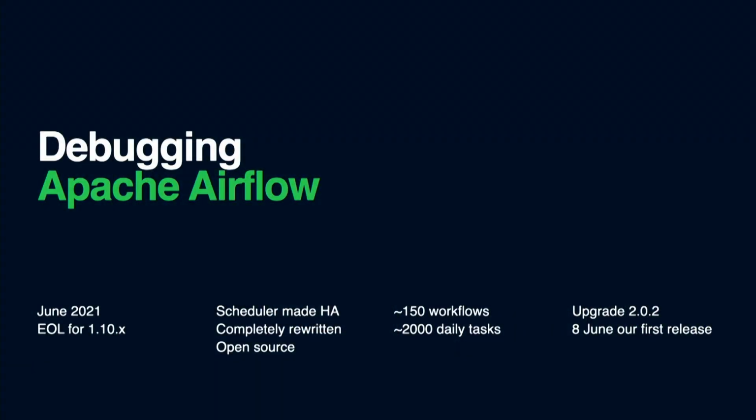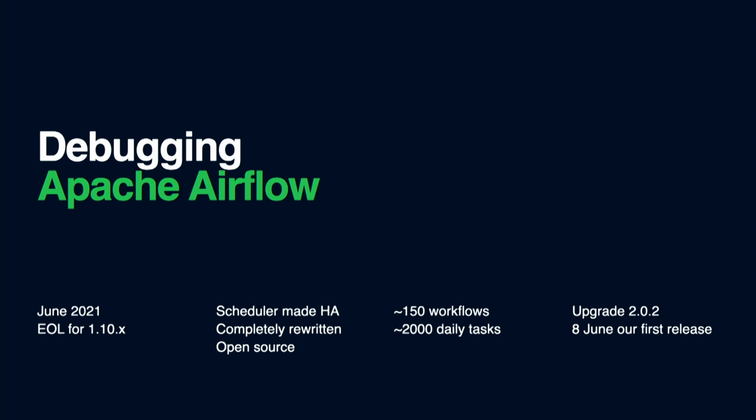All right, we covered the basics of Airflow now, and we can get into the actual debugging. Let me set the stage for this. It was June 2021, and Airflow 1.10, which we were using, reached end of life. So we had to upgrade. The Airflow 2.0 upgrade made the scheduler highly available, and that meant that it had been completely rewritten. The previous version had been iterated on a lot, and this was completely new.